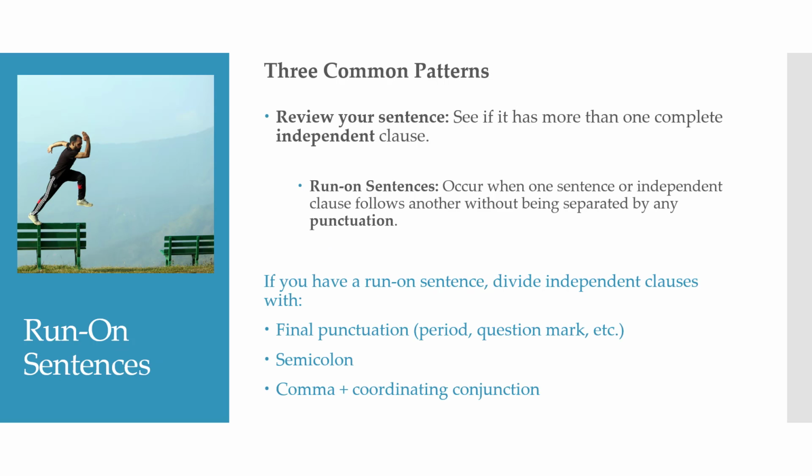In contrast, you'll also want to make sure that your sentence doesn't run on. A run-on sentence occurs when one sentence follows another without being separated by any punctuation. If you have a run-on sentence, you can correct it in multiple ways. You can either divide the two independent clauses with final punctuation, such as a period or question mark, with a semicolon, or with a coordinating conjunction and a comma.